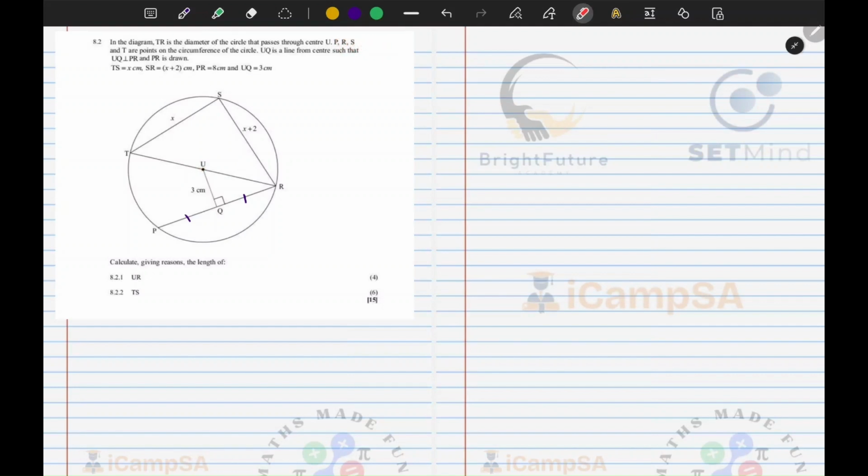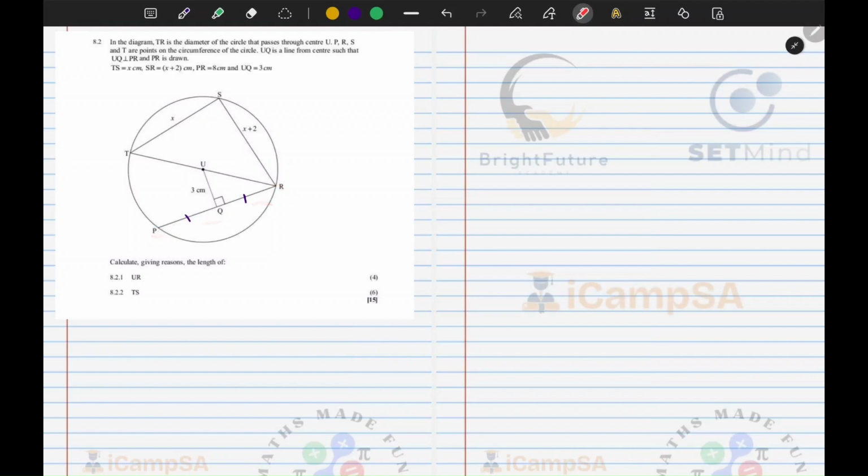UPRS. Let's read it again. In the diagram, TR is the diameter of the circle that passes through U, right? And then they say P, R, S and T are points on the circumference of the circle. UQ is a line from the center such that PQ and QR are perpendicular to each other, right? And PR is drawn.